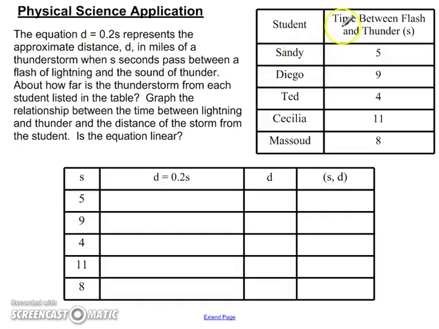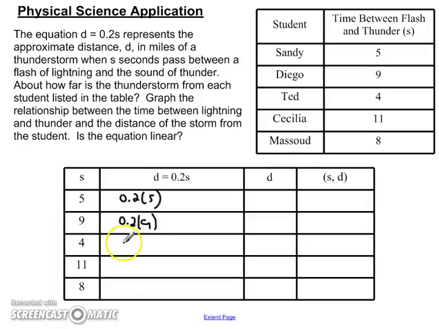So Sandy sees a flash of lightning. There's 5 seconds between the flash and the thunder. Diego sees a flash, 9 seconds elapse, and then he hears the thunder, and so on. So this formula here will calculate how far the storm actually is away based on that difference in seconds between the flash of lightning and the sound of thunder. So what we're going to do, these are a number of seconds here, is replace the S with the number of seconds in each case.